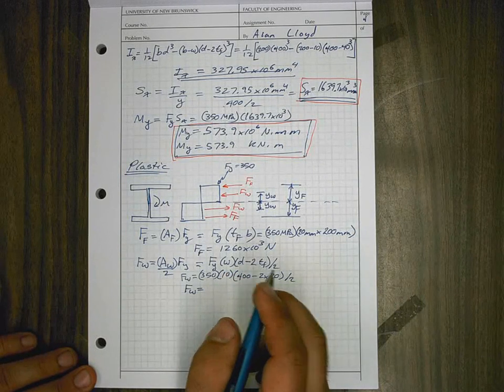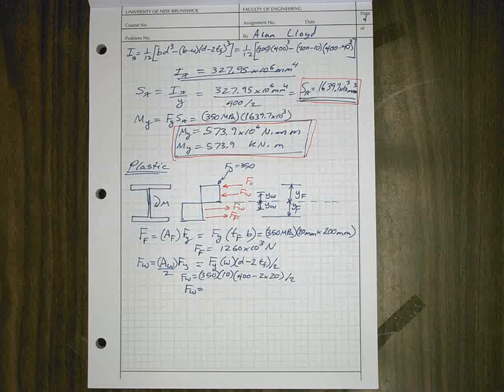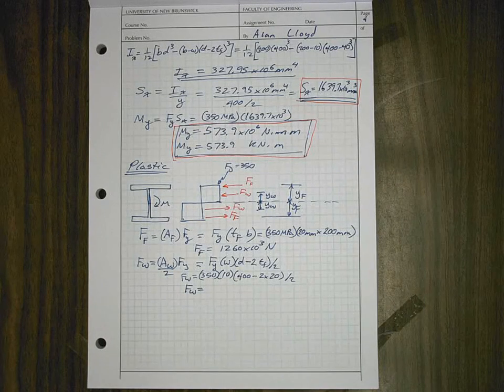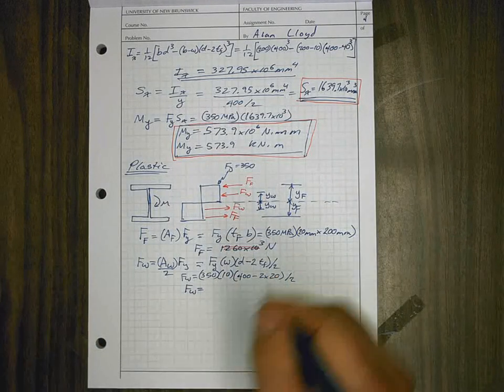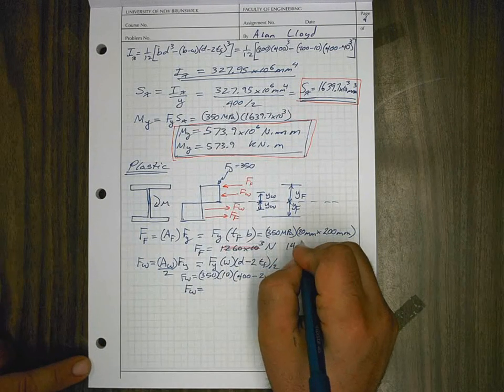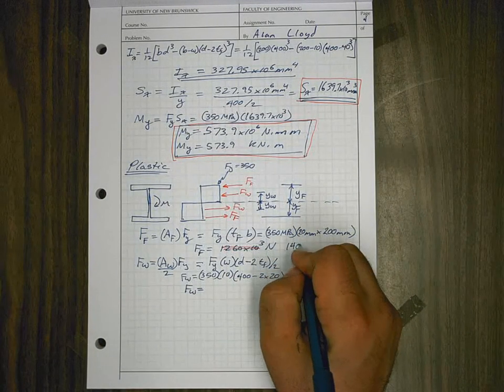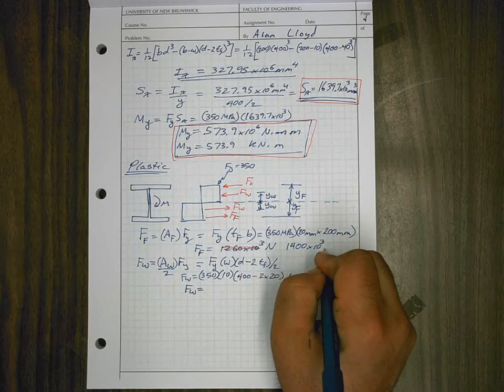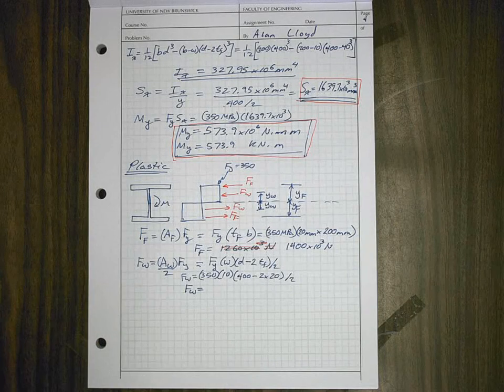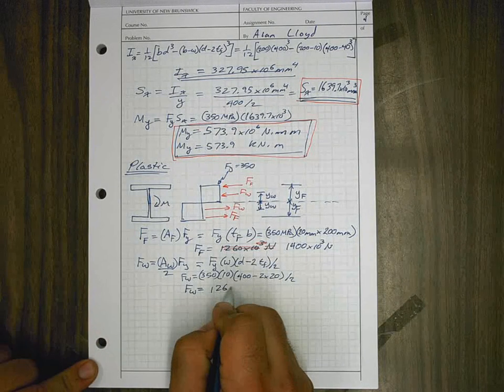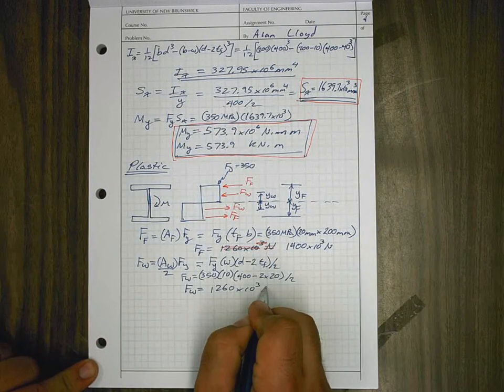oh, I made a mistake up here. This was, let me just strike this out here. This was Fw, a transcription error here. So Ff was 1400. And Fw was 1260 times 10 to the 3 newtons.